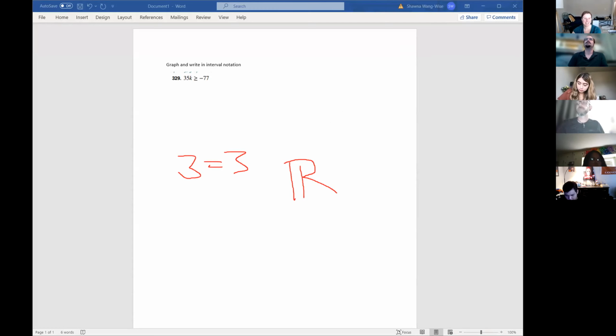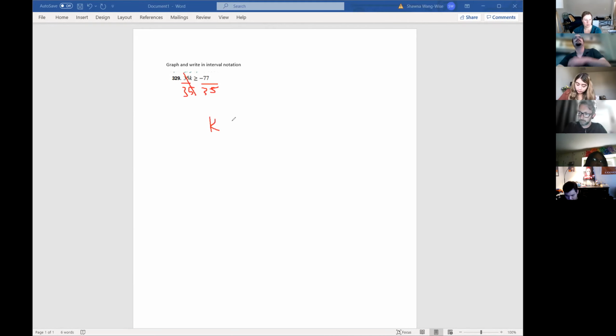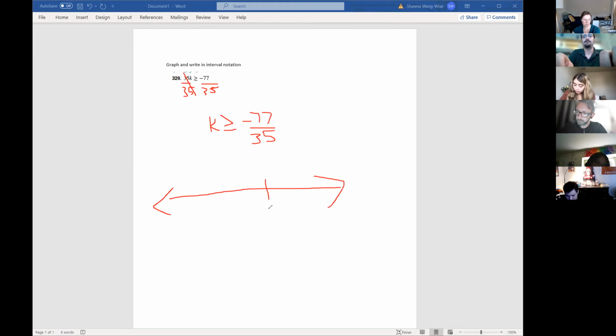It's faster. All right, so Jonathan, can you help me out with this one? You're gonna write it out and then divide by 35 on each side. And then you get K is greater than or equal to a fraction. I don't think it goes in nicely. It's like 2 and change, so just write it in fraction form. That can't be simplified, so that's your answer.